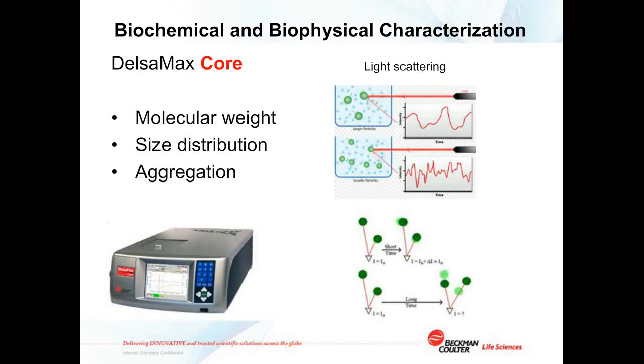So the first method I'll talk about for biophysical characterization is light scattering. The DelsiMax Core is an example of an instrument that Beckman Coulter sells, which uses both dynamic and static light scattering to quickly characterize the molecular weight and the size distribution and get an indication of the aggregation state of proteins in the solution phase without any label.